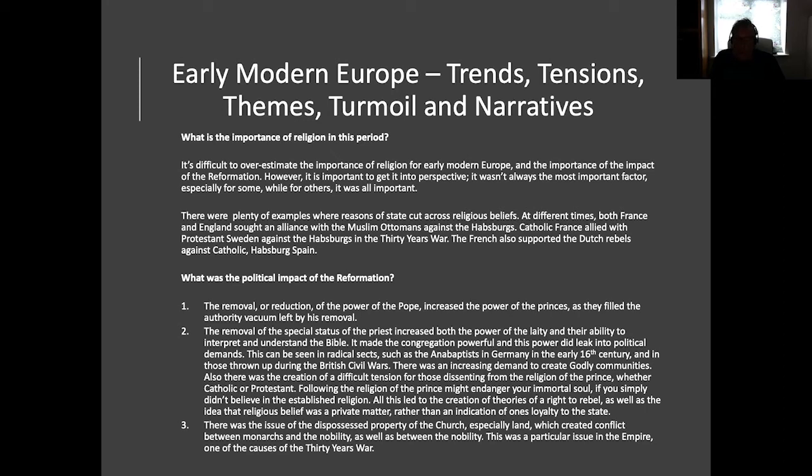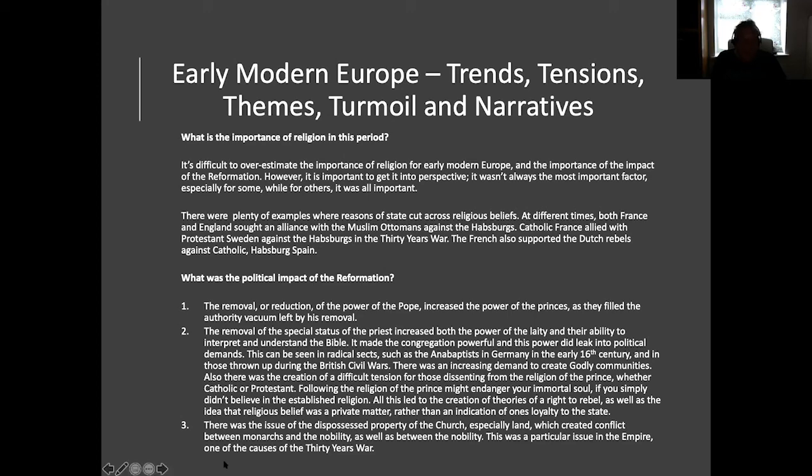There was also the issue of the dispossessed property of the church, especially land. What was going to happen to this? Well, in Britain, it was fairly simple. The crown grabbed it and then sold it off to a bunch of gentry and nobility. But in Germany, it was a right old mess, because it didn't automatically go to the emperor, who remained a Catholic. It went to the local Protestant princes, and sometimes they fought amongst themselves about it. This particular dispute created all sorts of tensions, which was one of the causes of the Thirty Years' War.